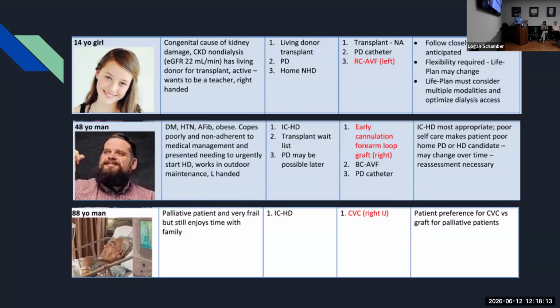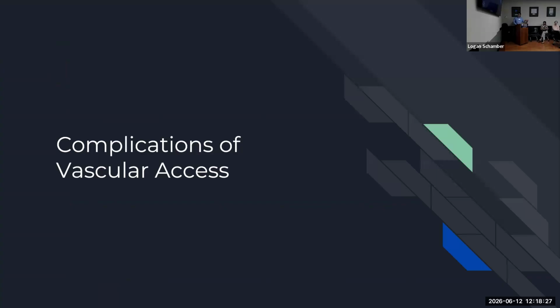I appreciate the discussion. But essentially, in this gentleman, it was decided that, with him, patient preference is for a central venous catheter over a fistula, or possibly a graft as well, but CVC first. So that concludes that objective.